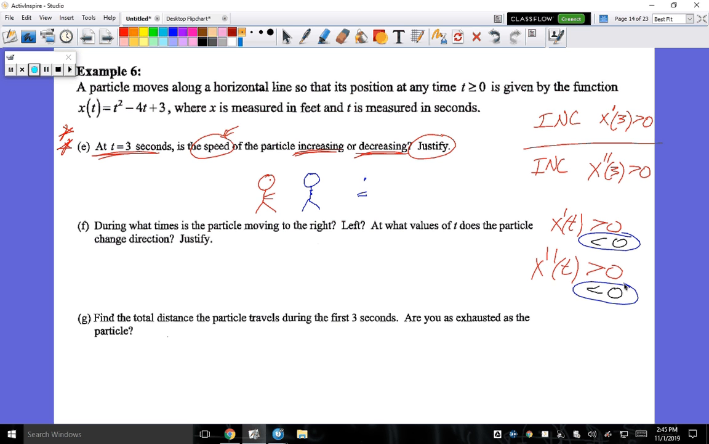But if I have these opposite, so here we go. Arjun is coming at me with a positive velocity, and I come with a negative acceleration, so we'll say x double prime of t is negative. But with a positive velocity, guess what is going to happen to his speed? It's going to decrease. It's going to slow down.